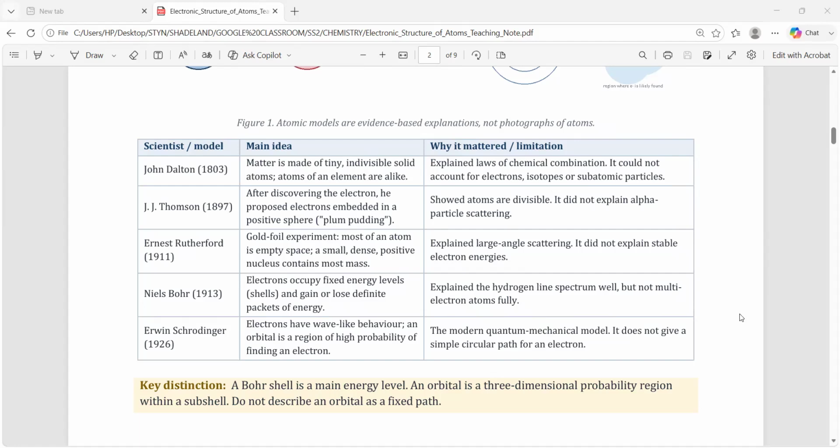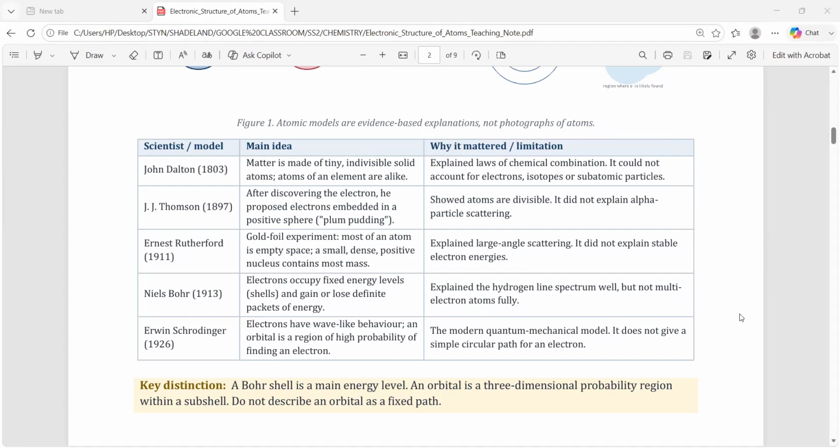Experiment. Most of an atom is empty space. A small dense positive nucleus contains most mass. Why it mattered? It explained large angle scattering. It did not explain stable electron energies.